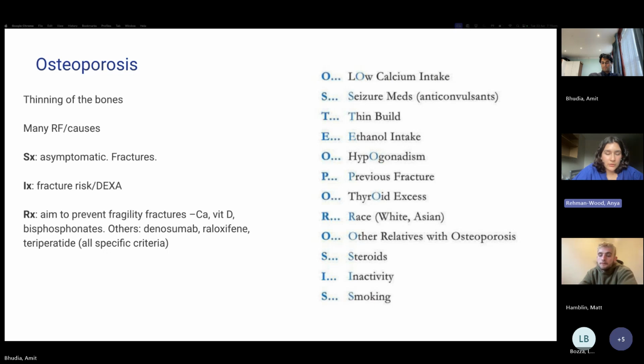Other ones to be aware of are the denosumab, raloxifene, teriparatide. You should probably know a little bit about those specific treatments, but you need to know about bisphosphonates in a lot of detail because that comes up in exams a lot. And it could even be an OSCE station where you're counselling a patient on starting a bisphosphonate. There's quite specific instructions to do with taking it. So next slide.